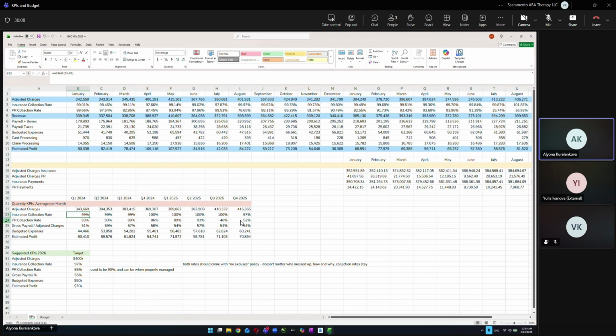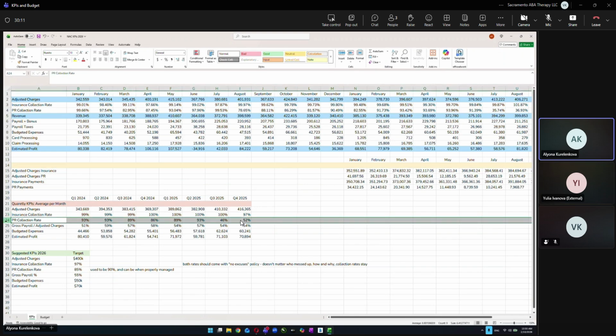Then PR collection rate is the same deal. So I divide the money that we got from parents by the money that we were supposed to get from the parents.